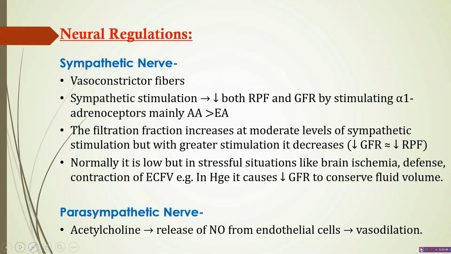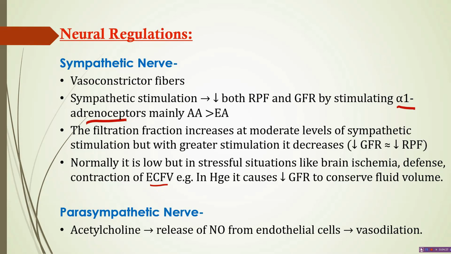The third mechanism is neural regulation, that is the sympathetic nerve mainly. The sympathetic nerve supplies both the afferent and efferent arteriole, and the receptors are alpha 1 adrenoreceptors. They cause vasoconstriction mainly in the afferent arteriole, more than the efferent arteriole. These sympathetic nerves are stimulated when the extracellular fluid volume is low. This helps to conserve the extracellular fluid volume, or in some stressful situations like ischemia.